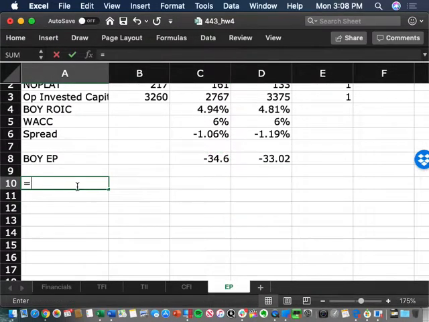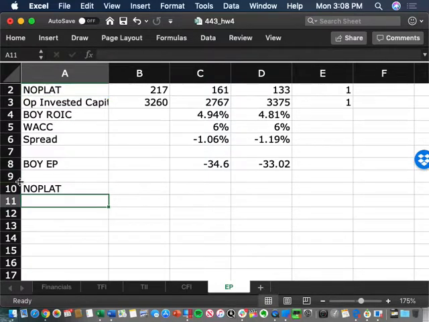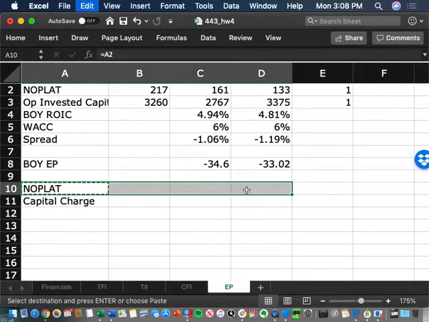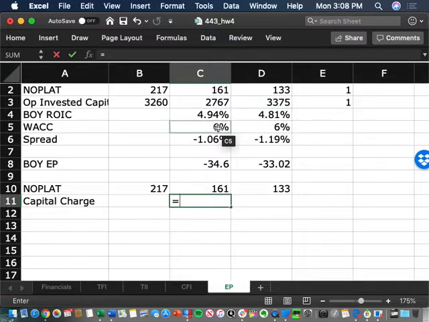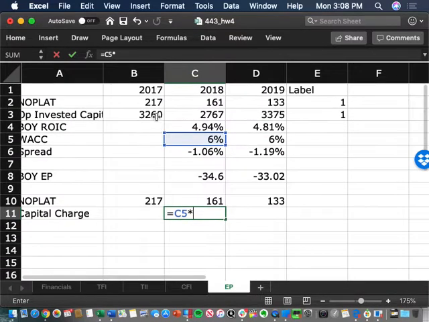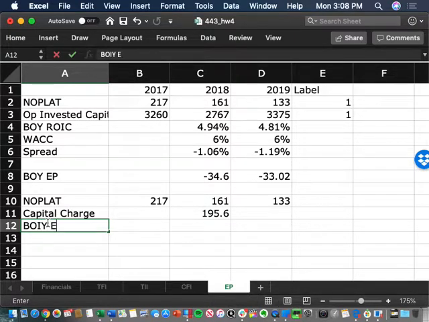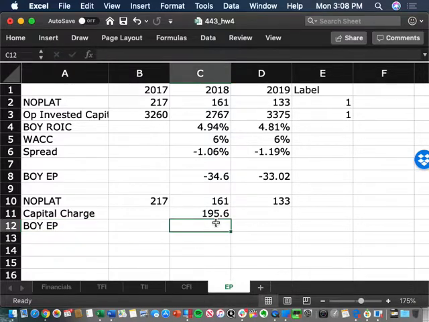Method number 2 is the dollar method. I take my NOPLAT and I subtract my capital charge. Same NOPLAT. Capital charge is the WACC times last year's invested capital. So if I invested 3260 and you made 36%, I need to make 195.6 based on my beginning of year economic profit. I destroyed 34.6 in value.